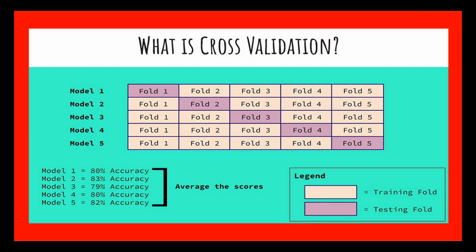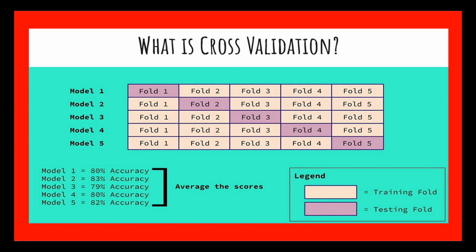So basically, cross-validation is a technique used to evaluate the performance of a model and ensure that it generalizes well to new unseen data. And it is a crucial step in the machine learning process as it helps to prevent overfitting, which occurs when a model is too complex and memorizes the training data instead of learning the underlying pattern.